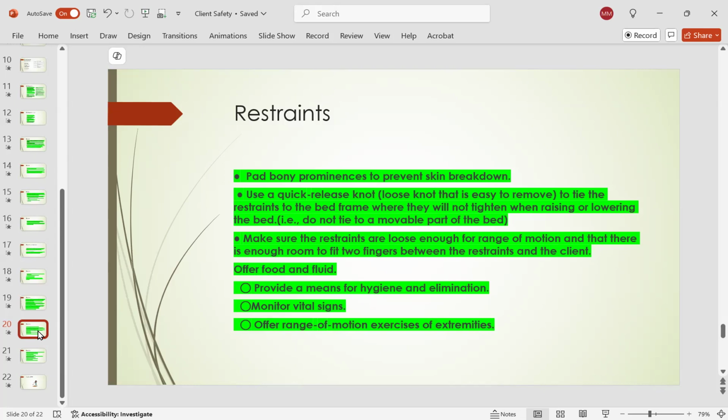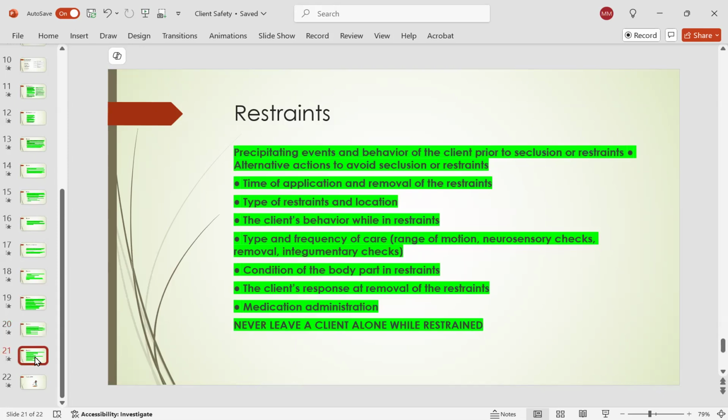Make sure they have food and fluid. Make sure that they have a way to maintain hygiene and elimination. In other words, they have to poo or pee. Monitor their vital signs. And you have to offer range of motion exercises for their extremities if their extremities are restrained.